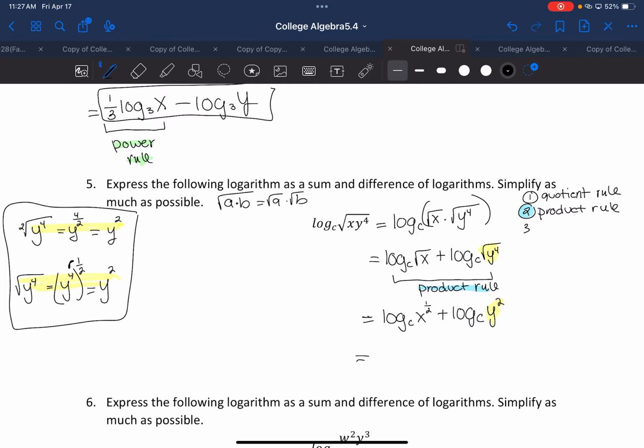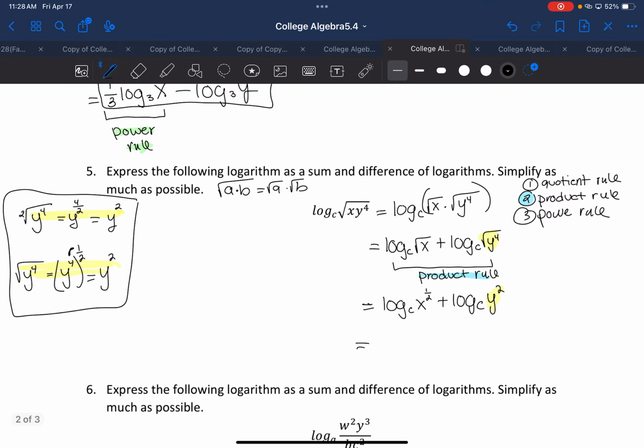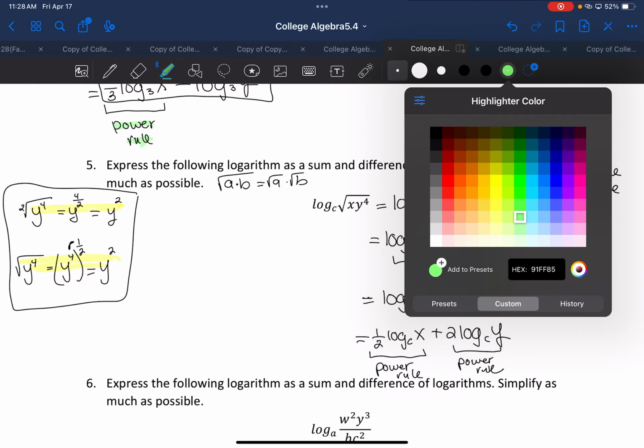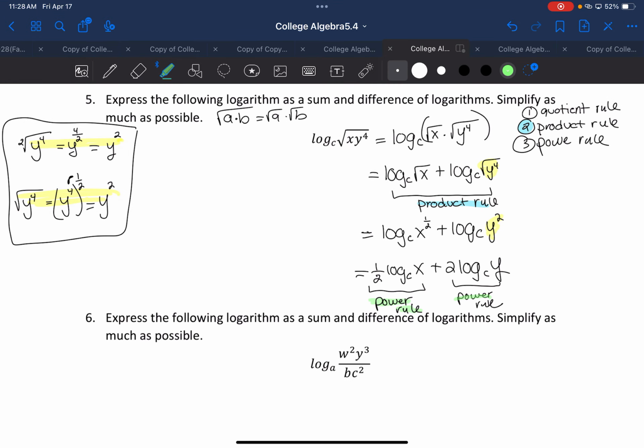And now we can use the power rule and pull out those exponents and multiply by what's left. So that would be 1/2 times log base c of x plus 2 times log base c of y. And that's it. I can't do anything else. That would be my final answer.